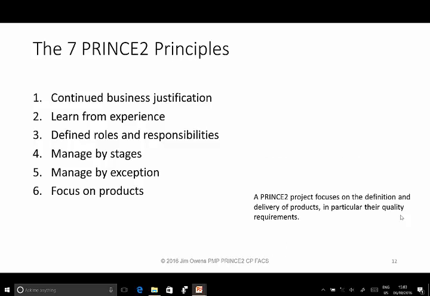Principle number 6. Focus on products. A PRINCE2 project focuses on the definition and delivery of products, and in particular their quality requirements. A PRINCE2 project focuses on output rather than activities. At the beginning of the project, a collection of products will be defined through product descriptions. The purpose of the project is to deliver these products to the required quality and fulfill the stakeholders' expectations, and therefore products are the most important project consideration.